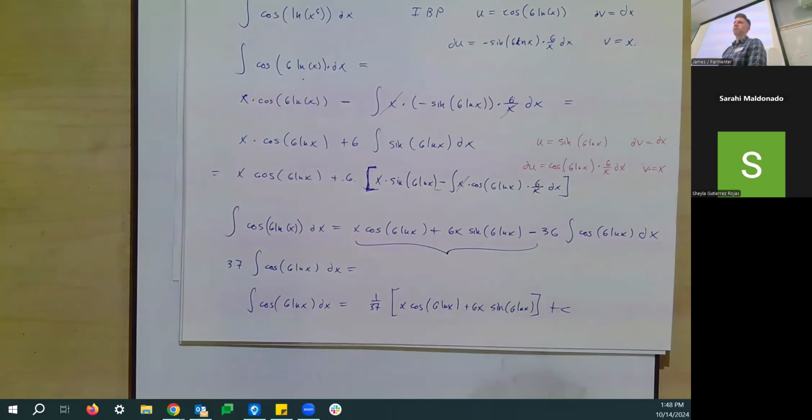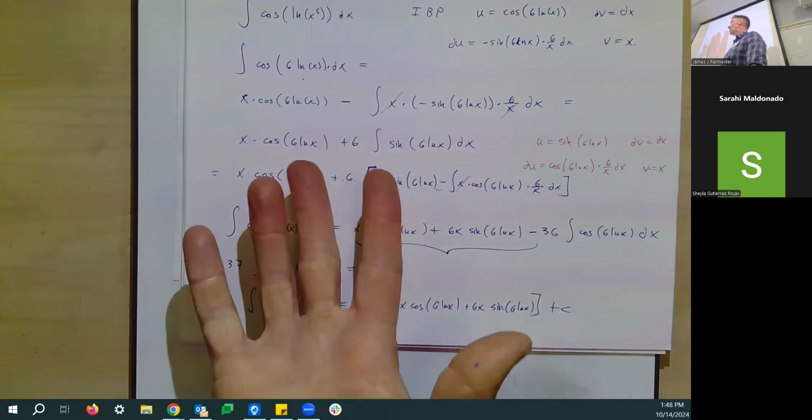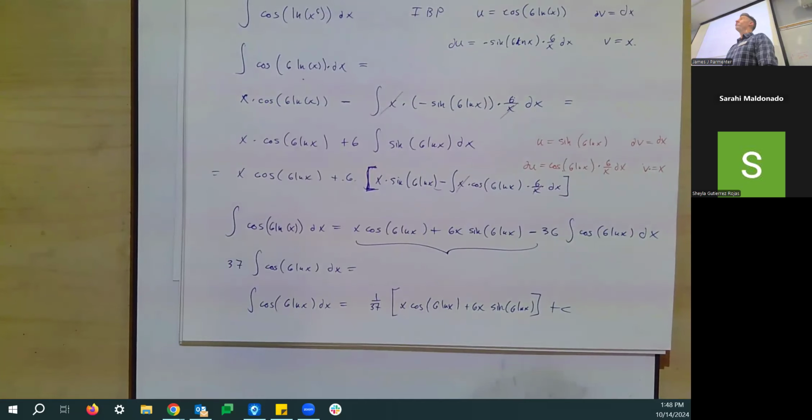Plus c. It's all wrong if you don't have the plus c. It's mostly right if you don't have the plus c, but you need the plus c. WebWork wants that plus c. Good Lord, that's a lot, right? So if you see something that looks gross like this, you kind of just have to try stuff. And usually the stuff you have to try is either a u sub or integration by parts. Speaking of which, yeah. So one more.